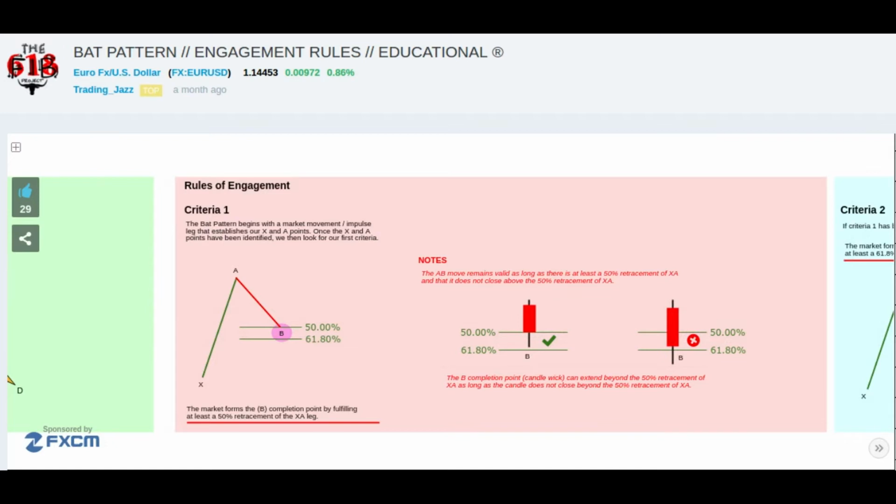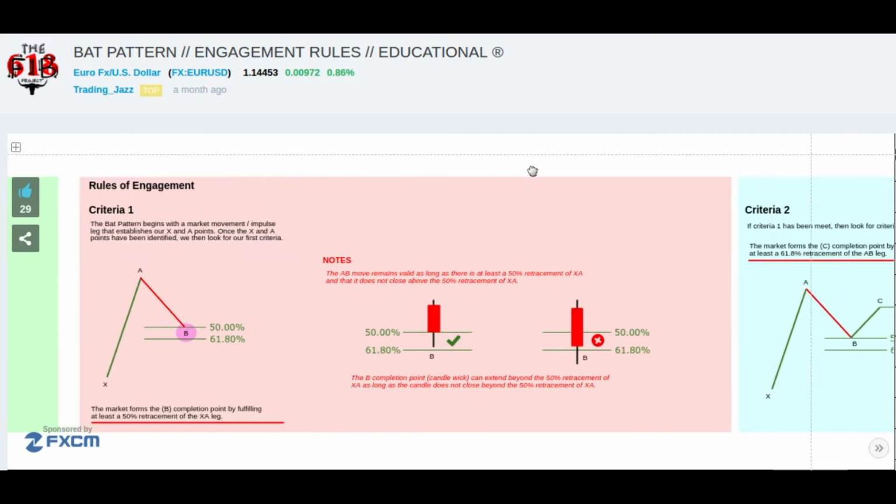Criteria 1. The market forms the B completion point by fulfilling at least a 50% retrace of the X to A leg. Note, the A to B move remains valid as long as there is at least a 50% retrace of X to A, and it does not close above the 50% retrace of X to A. Note, the B completion point candle wick can extend beyond the 50% retrace of X to A as long as the candle does not close beyond the 50% retrace.